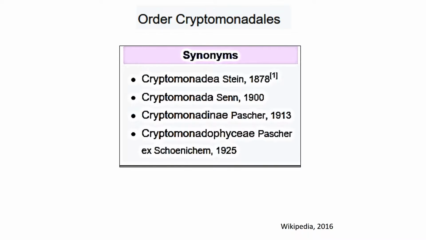The order Cryptomonadalis is equivalent to a number of synonyms, including Cryptomonadea, Cryptomonada, Cryptomonadinae, and Cryptomonadophyceae.